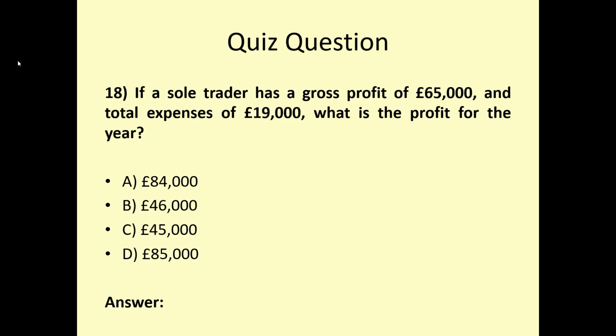Question 18. If a sole trader has a gross profit of £65,000 and total expenses of £19,000, what is the profit for the year? Is it A. £84,000, B. £46,000, C. £45,000, or D. £85,000?